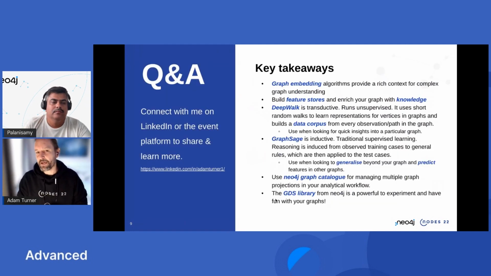So some key takeaways, and of course, please feel free to connect with me on LinkedIn and ask me questions after this presentation. But looking at the graph embedding frameworks for Neo4j, they really give you the opportunity to provide rich context for complex graph understanding, which is what I needed for my research, okay? You can build feature stores and enrich your graph with knowledge, okay? This is another great benefit of using the Neo4j platform and the Graph Data Science library.